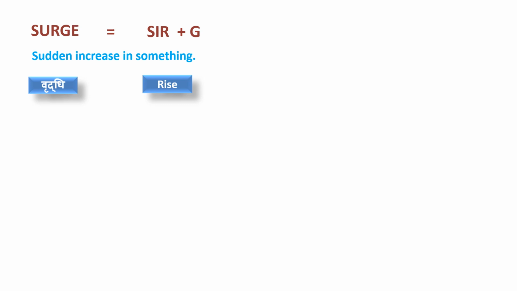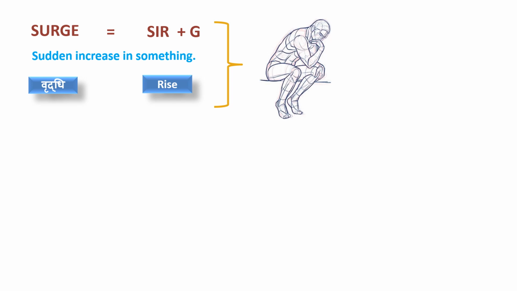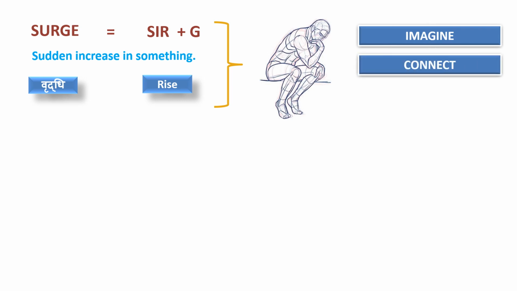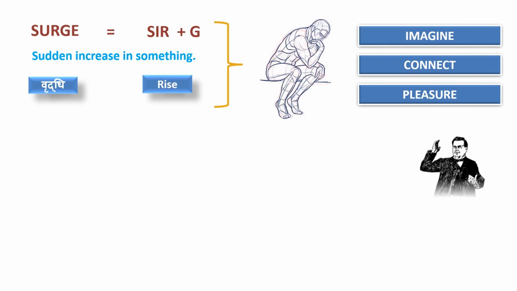Let us have some fun. Now, imagine in your mind, I'm giving you three words which you have to apply everywhere whenever you are reading something. The first word is imagine, the second is connect, and the third one is pleasure, which means fun. Now, I'll create a story for you by which you will never forget the meaning of surge. So what you have to do is imagine what I will teach you in this slide.